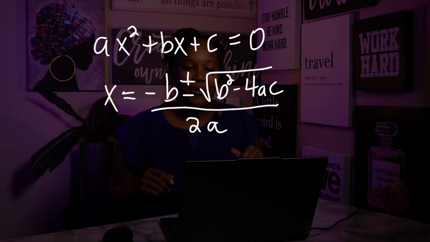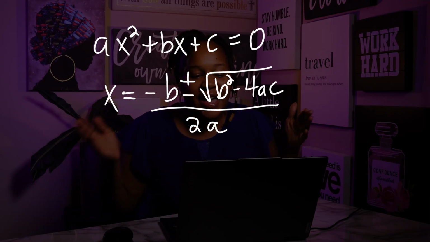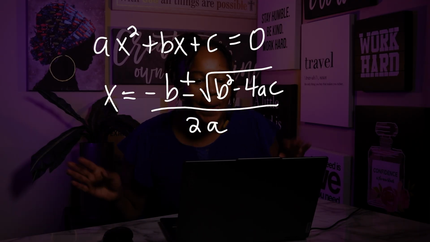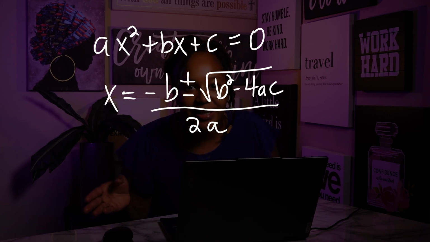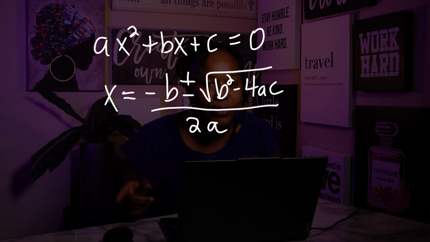Okay, I'm going to sing it again for you. Here we go. X equals negative b plus or minus square root b squared minus 4ac all over 2a.